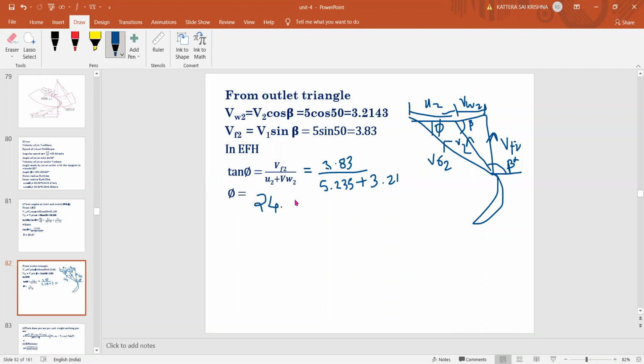24.38, sir. Right? Very good. So 24.38 is the vane angle at the outlet. Phi equal to 24.38 degrees. Right. So first thing what he asked is vane angles we are completed. Next he asked work done per second per unit weight.